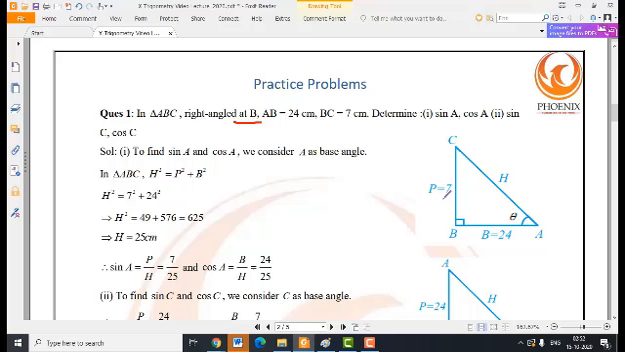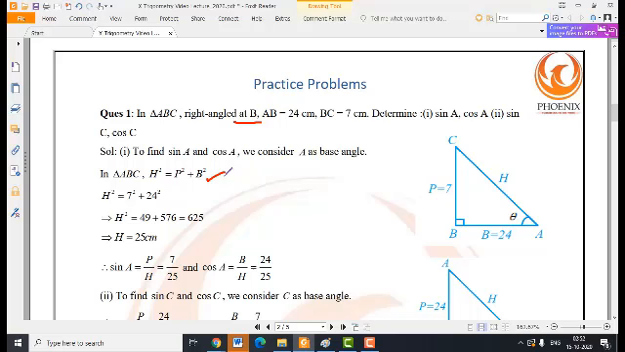Now, in order to find sin A and cos A, my first objective is to find the value of the third side of the triangle ABC. The third unknown side is the hypotenuse. And we know that h square is equal to p square plus b square. So using Pythagoras theorem over here, I'm going to substitute the values which are already known to me. I know the value of perpendicular, that is p, which is 7 centimeter. I know the value of base of the triangle, which is 24 centimeters.